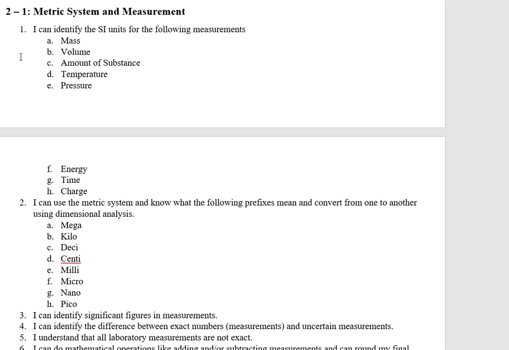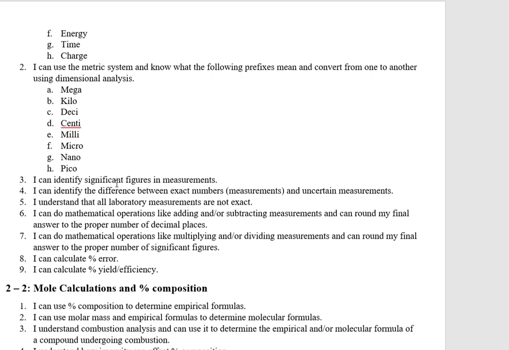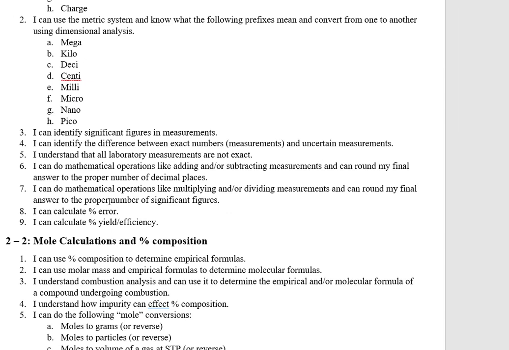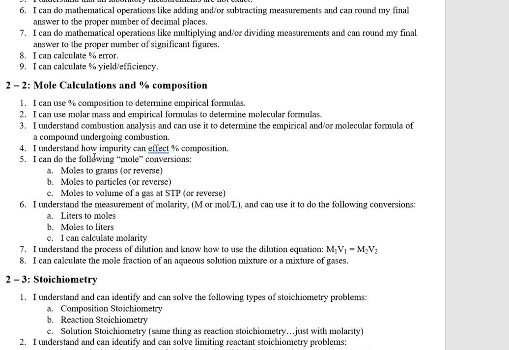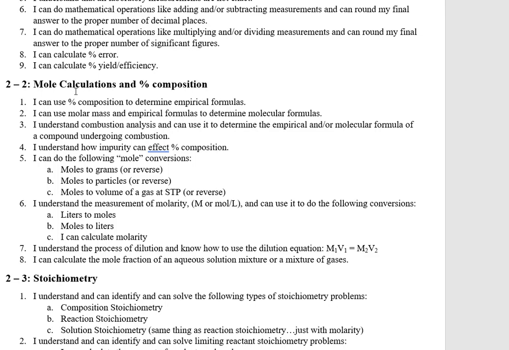So if you look at 2-1, it's the metric system, some significant digit stuff, how to calculate percent error. So that's all Chemistry 1 stuff. You really need to go back and review your Chemistry 1 notes if you still have them. And if not, then you probably need to come in and get some help at some point with all of these. All right. So we're going to talk about mole calculations and percent composition.